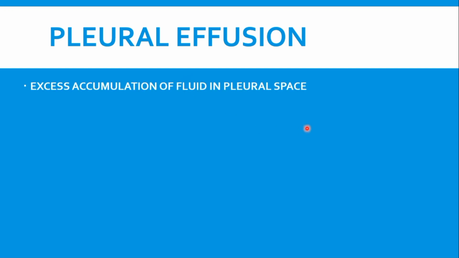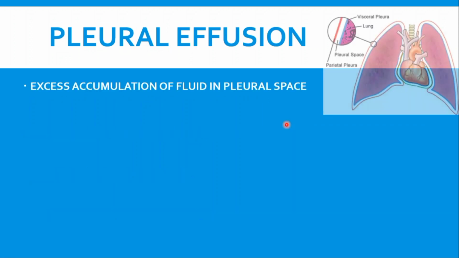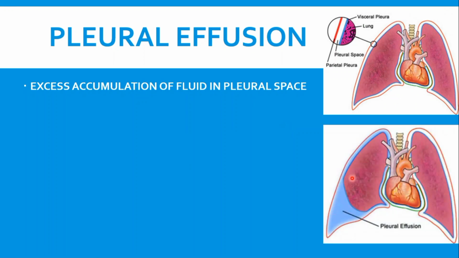Now let's talk about pleural effusion. Pleural effusion means excess accumulation of fluid in the pleural space. Normally in this pleural space there is a little fluid necessary for the lubrication of these two tissues. But when there is more fluid here, that is called pleural effusion. If you see here, between the visceral pleura and the parietal pleura there is lots of fluid. Excess accumulation of fluid in the pleural space. This is pleural effusion. It can compress the lungs, causing symptoms.